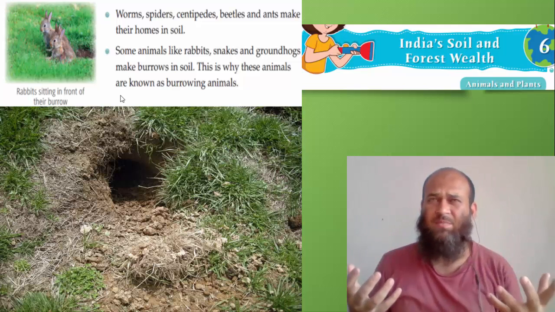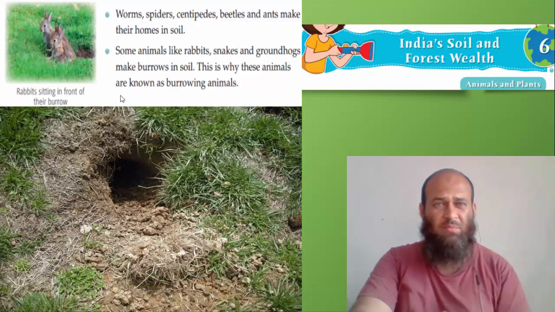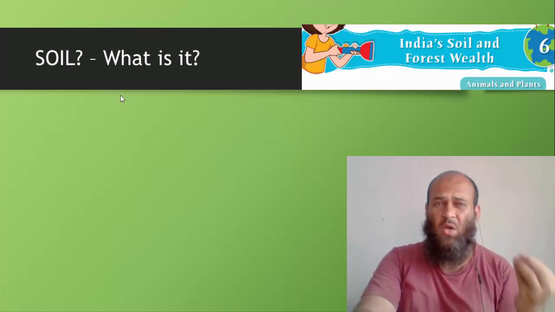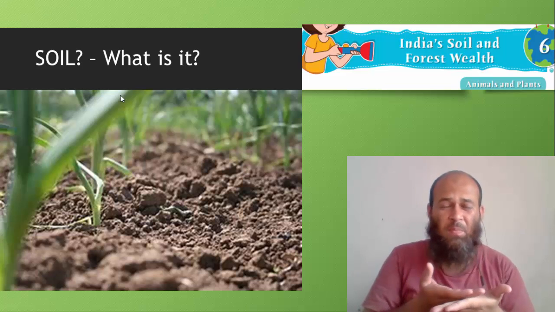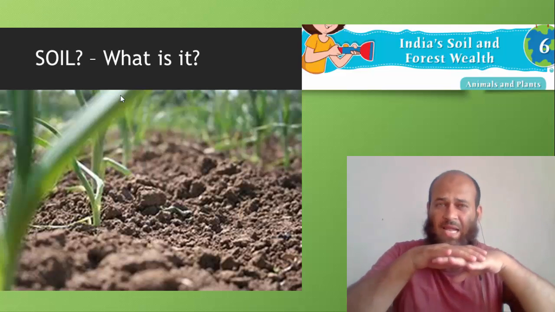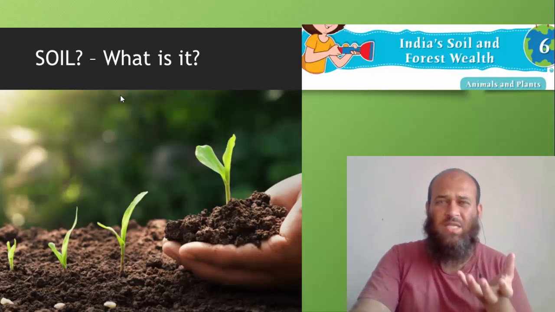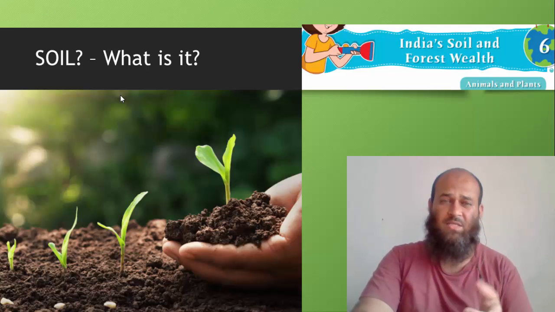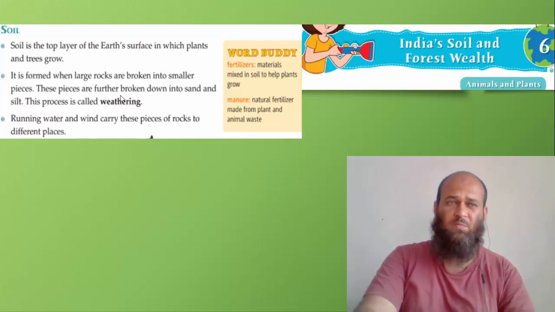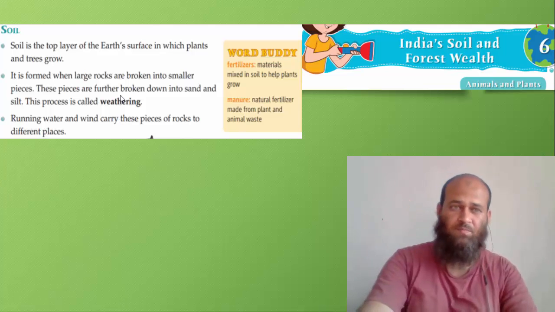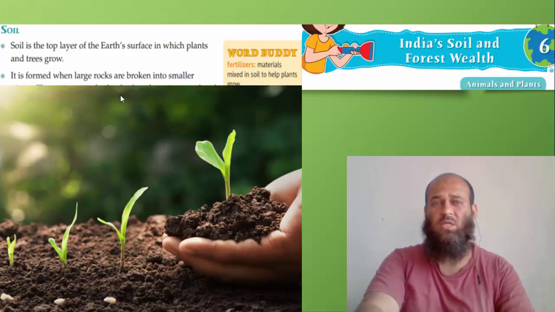But it makes me think, what is soil? We're talking about soil for a long time, but what is it? Yes, you know, soil is the top layer of your earth's surface, the surface which is required to grow plants. Soil is the top layer of the earth's surface in which plants and trees grow. You see, the plants require soil to grow.